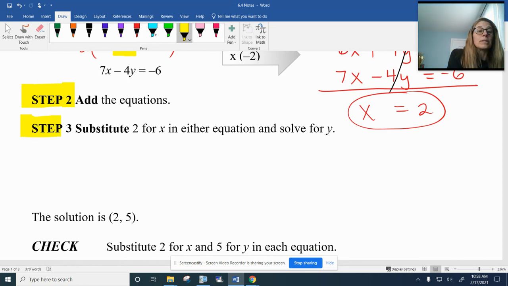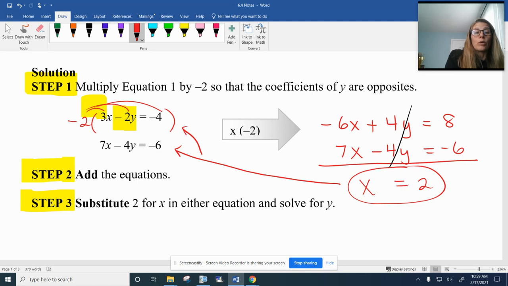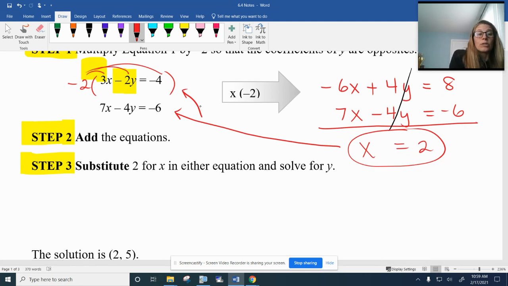Now the third step is the same as we've been doing with both the linear combination elimination method and the substitution method, and that's when we just substitute this first variable into one of our equations. It can go into either one of those, and then we're just going to solve for the y. So I'll just use the second equation. I have 7x minus 4y equals -6. I'm going to put in that 2 for my x.